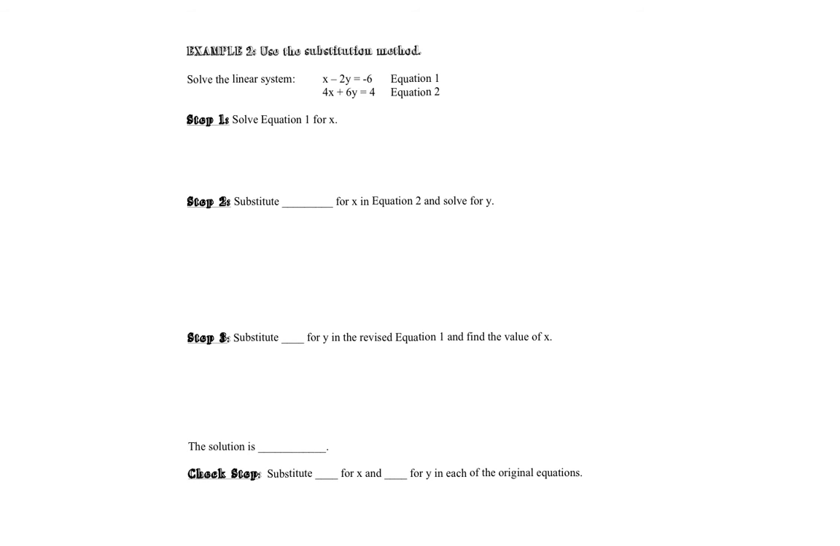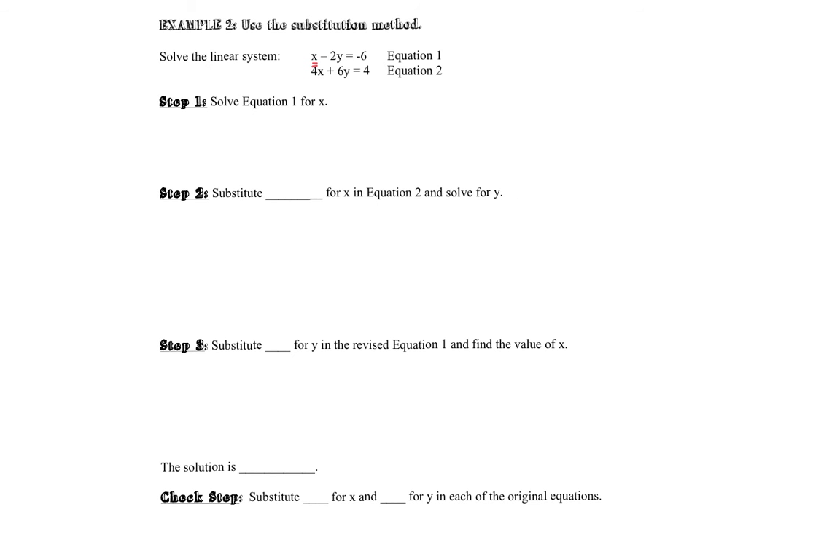You always want to look and see what looks like it's going to be easiest or take you the least amount of steps. And so as I look at those two equations, I think it's going to be easiest to get x by itself in that first one. So that's what I'm going to do, because I always like to choose the easiest path if I can. So to do that, I need to add 2y to each side. That gives me x equals 2y minus 6, or plus negative 6.